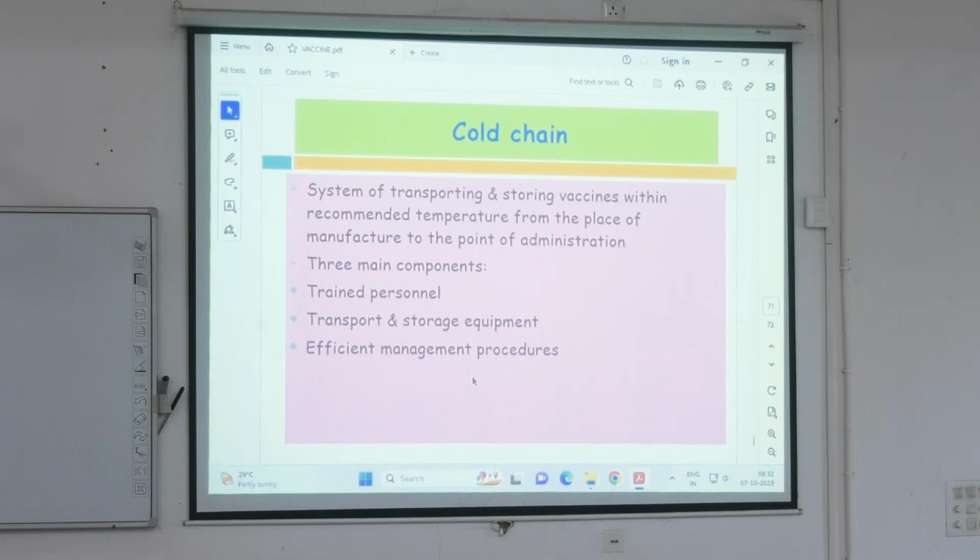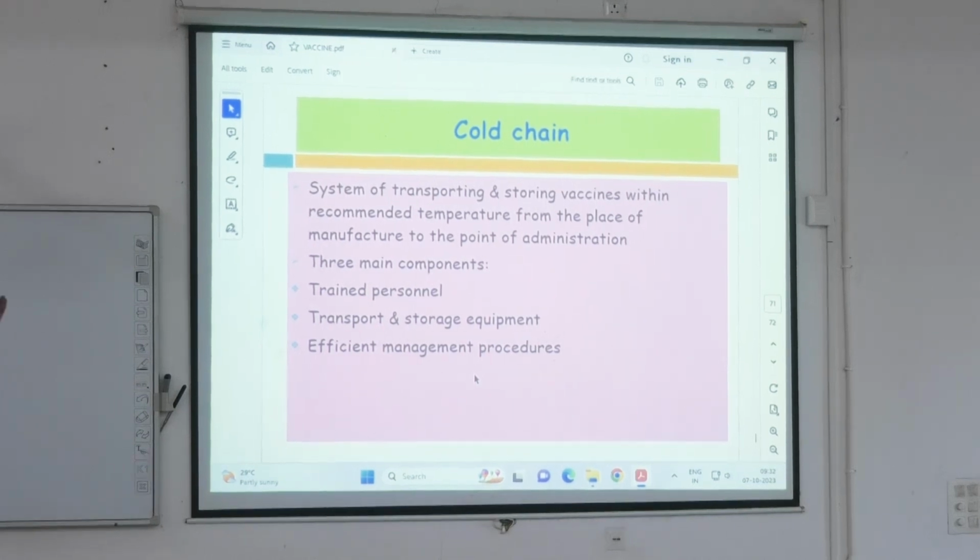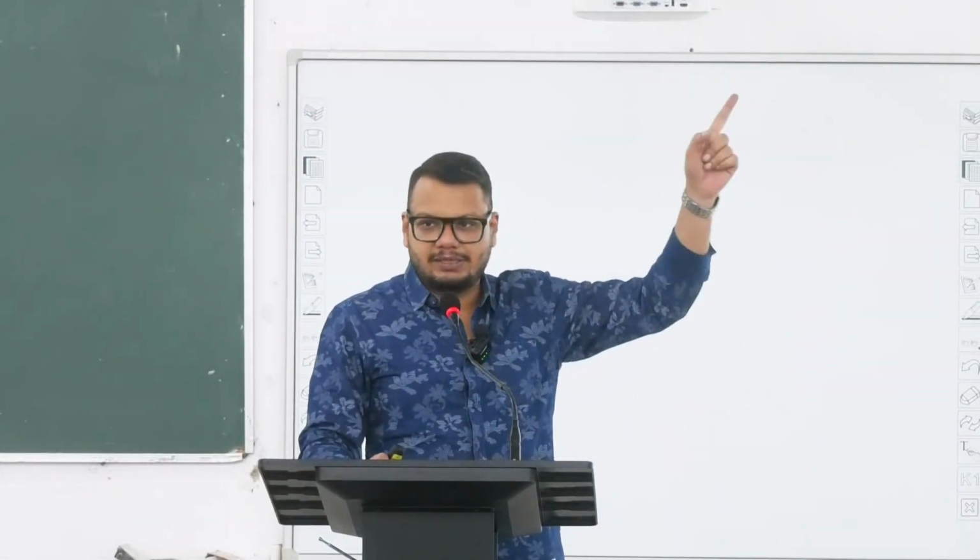As I said, cold chain. Cold chain is a system of transporting and storing the vaccines within the recommended temperature from the place of manufacture to the point of administration. Very important. To the point of administration where you are giving the vaccine. আমি পুনে থেকে সেরাম ইনস্টিটিউট থেকে কোভিড ভ্যাকসিনটা এখানে নিয়ে এলাম শান্তিনিকেতনে, that's not the end of cold chain. Okay, এখানে 500 ভ্যাকসিন এলো, তোমরা 50 জন লোক আলাদা আলাদা জায়গায় যাচ্ছ, রুরাল সেন্টারে যাচ্ছ ভ্যাকসিনটা নিয়ে। Until and unless you give the vaccine, cold chain has to be maintained.